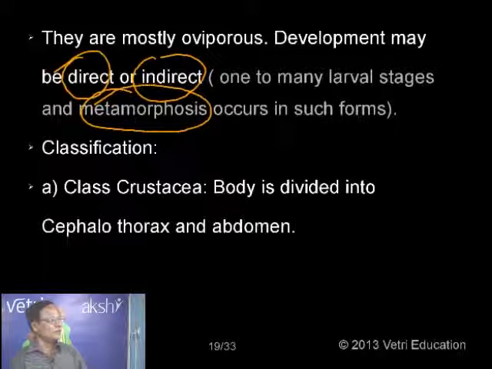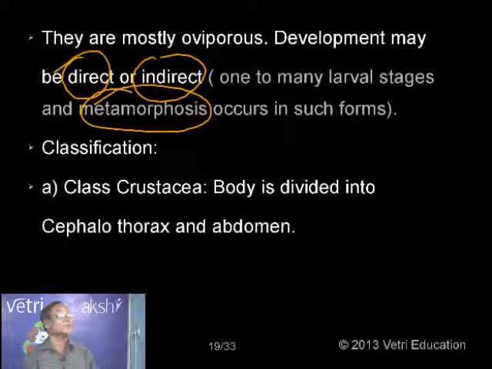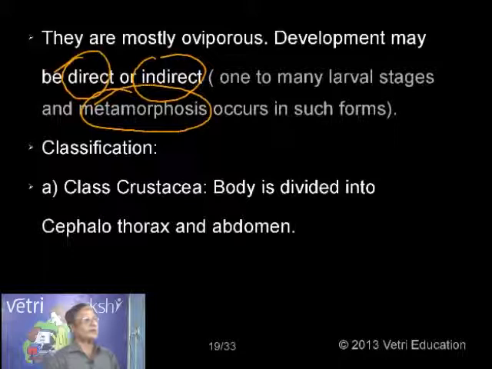But the nymph is nothing but a miniature adult, with some of the structures being absent. For example, the sexual organs are absent. Even in some cases, for example the cockroach nymph, the wings are absent. Because of the molting process, the wings are developed, and later the sex organs are developed. So anyway, some changes are taking place.